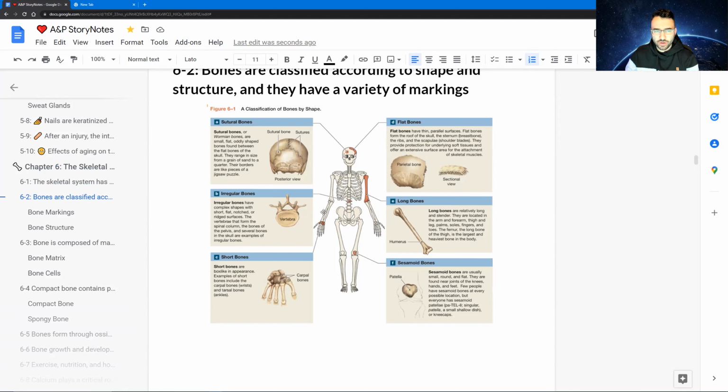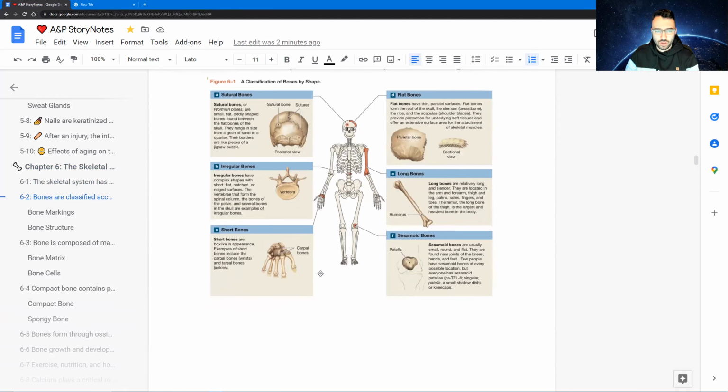Irregular bones are like those of our spinal column, our vertebrae. We have short bones. There are really small, cube-shaped bones in our feet and our hands. Those are called short bones. Sesamoid bones are a little bit more irregular. The patella, the kneecap, is an example of that. And long bones are the more traditional bones we're used to: the humerus, the radius, the ulna, femur, tibia, fibula, things like that.